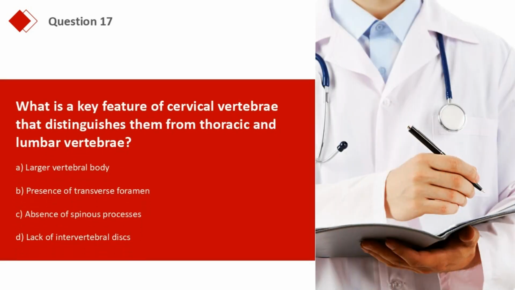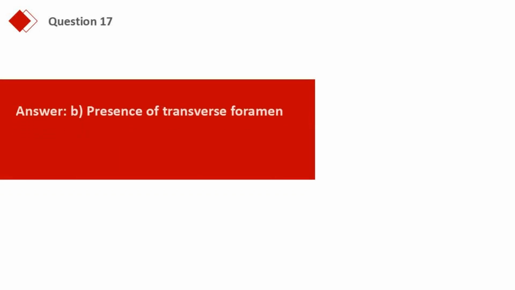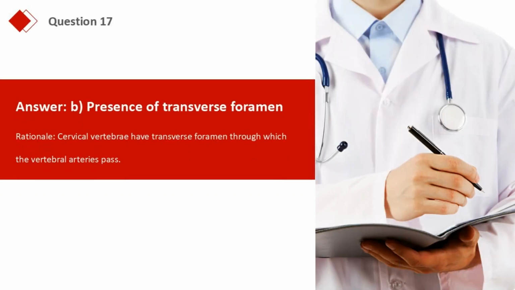Question 17. What is a key feature of cervical vertebrae that distinguishes them from thoracic and lumbar vertebrae? A. Larger vertebral body. B. Presence of transverse foramen. C. Absence of spinous processes. D. Lack of intervertebral discs. Answer: B. Presence of transverse foramen.